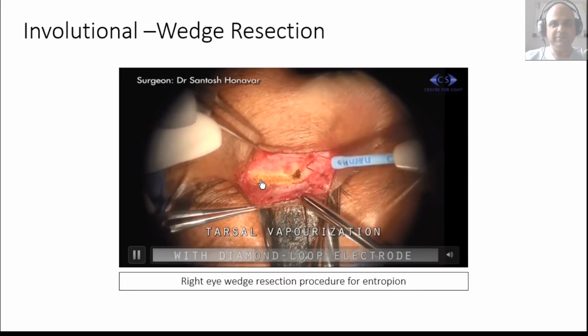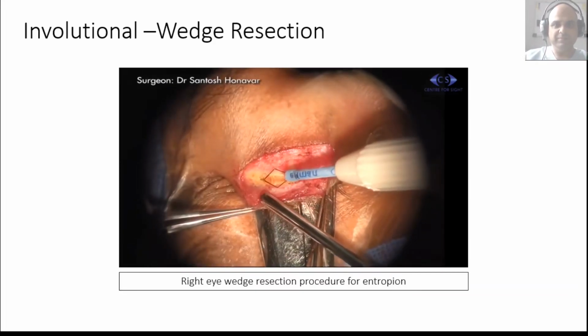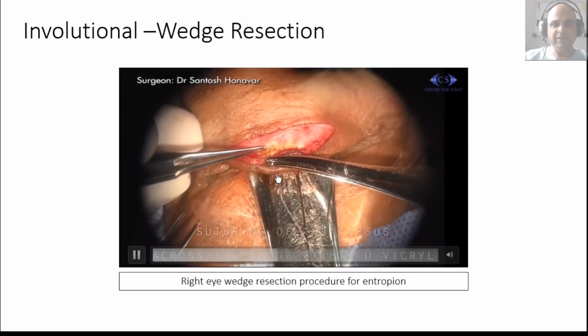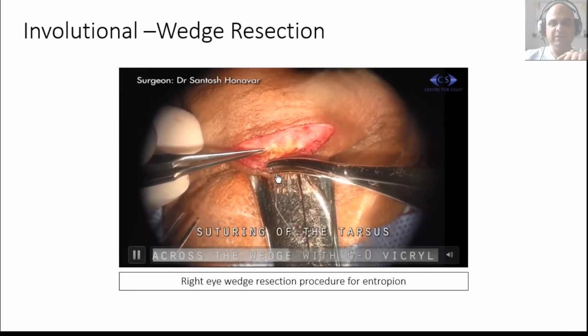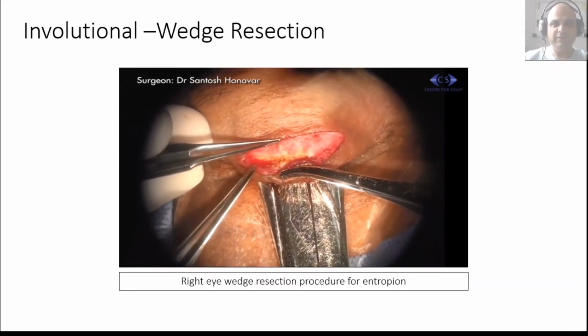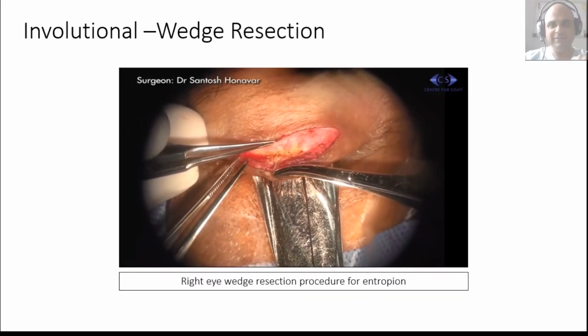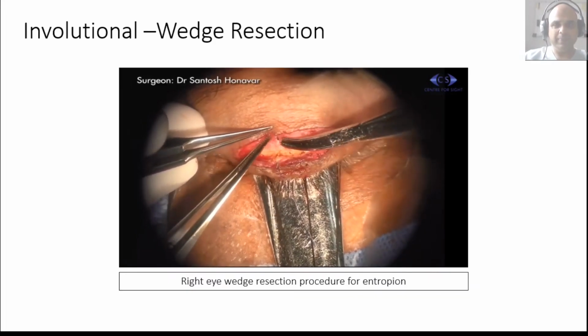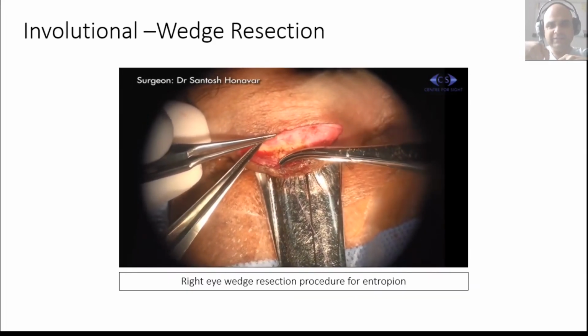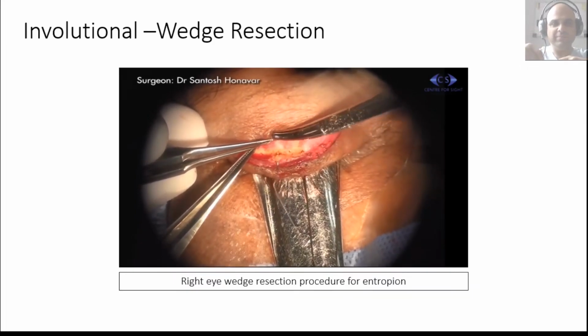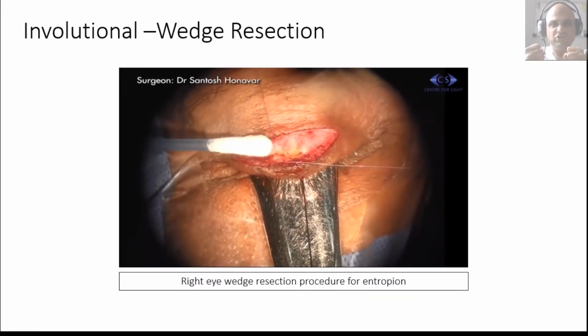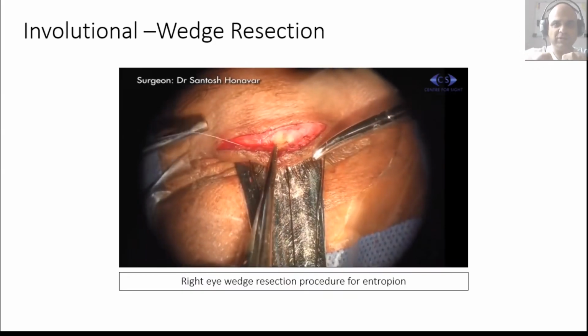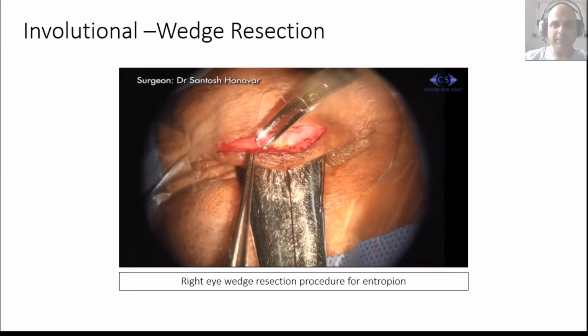So he's cutting the tarsal plate, and now he is suturing the 2 ends of the tarsal plate. He has removed a wedge section from in between, and as these sections are sutured up, it sort of strengthens the tarsal plate because it's shorter, and these sutures are providing additional support.